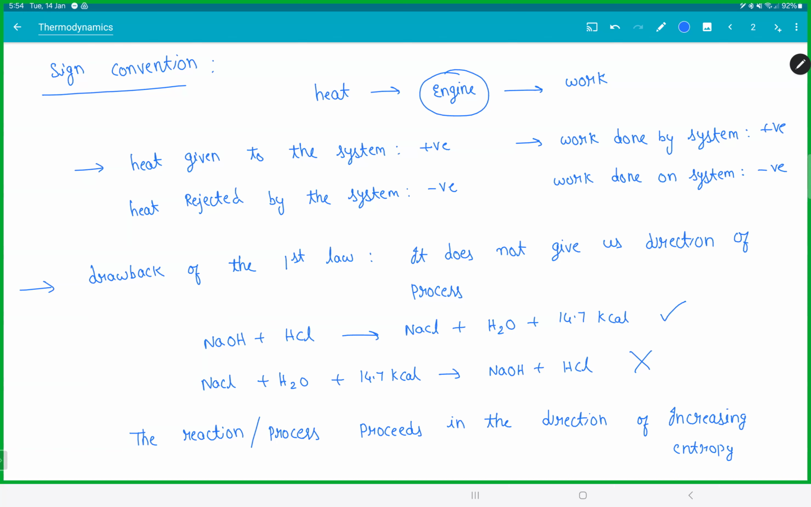So in the first law, we have three terms there: dq, du, and dw. Now let's see each term. How to get this?